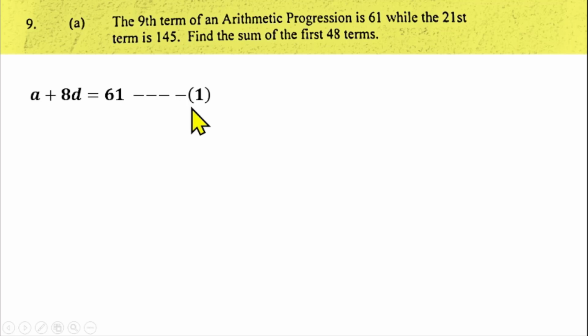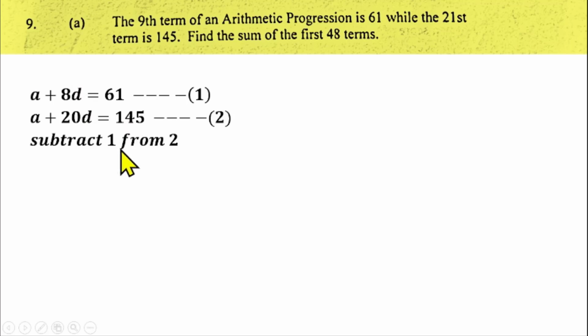That gives us equation 1. Then the 21st term of the AP is a plus 20d. So that will be equal to 145. So we have two equations to solve simultaneously now. We can subtract equation 1 from equation 2. So a minus a is 0, 20d minus 8d gives us 12d, and 145 minus 61 gives us 84. Then you can divide both sides by 12. So d will be equal to 7. Now that we know d, you can substitute that into equation 1 or equation 2 to find our a.